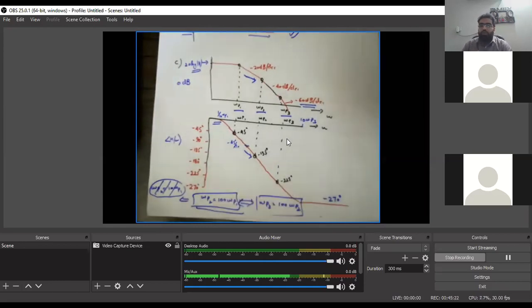Okay. So this is a three pole system in which we are assuming that omega p2 is equal to 100 times omega p1 and omega p3 is 100 times omega p2.